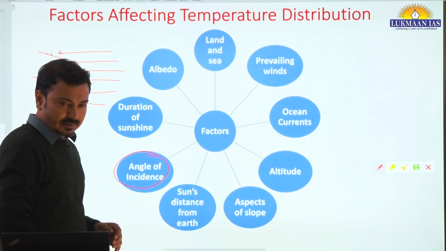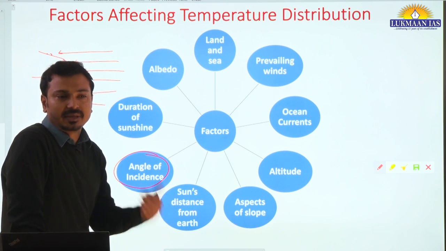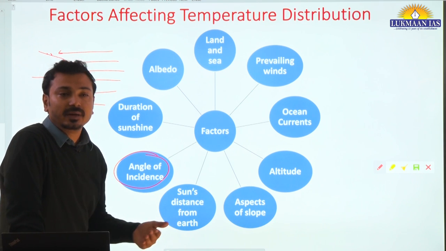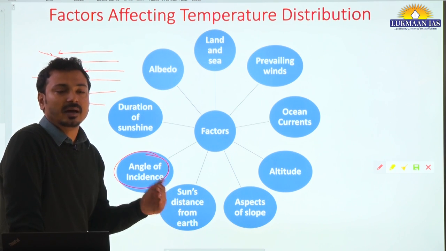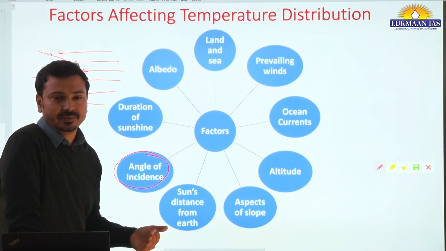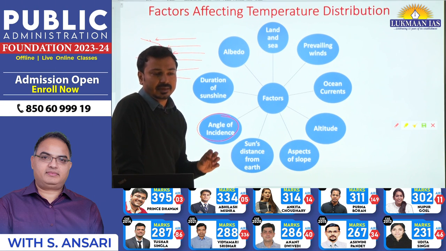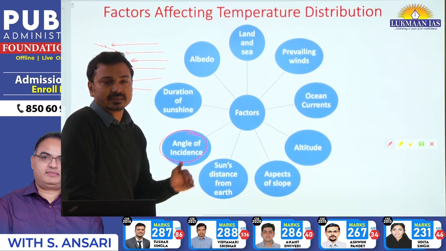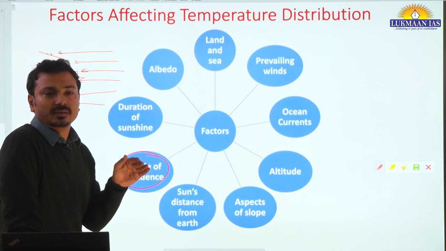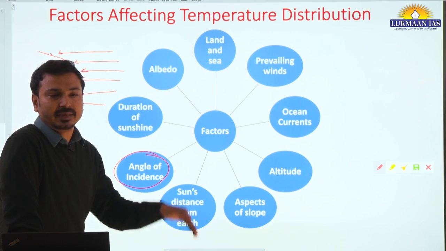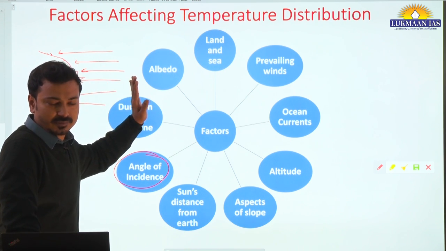Although the angle of incidence is less, that means the amount of heat received per square meter is more near the equator as compared to the polar region. Again, I am repeating, the amount of solar insolation received per square kilometer or meter is more near the equator as compared to polar areas. The reason is the solar rays are perpendicular near the equator, while they are oblique near the polar region.